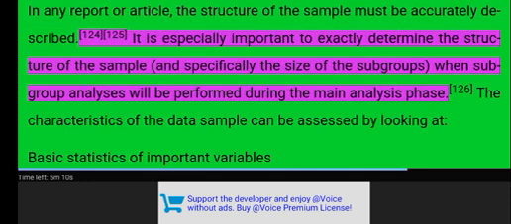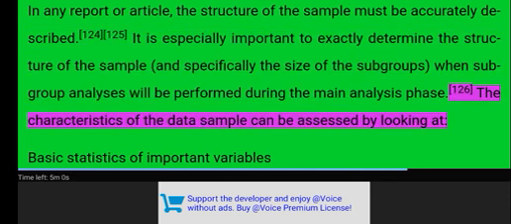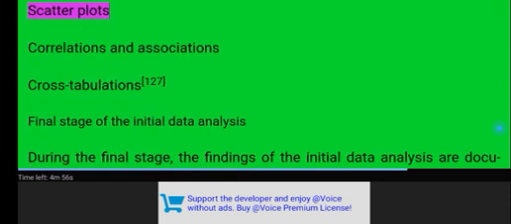124, 125. It is especially important to exactly determine the structure of the sample, and specifically the size of the subgroups when subgroup analyses will be performed during the main analysis phase. 126. The characteristics of the data sample can be assessed by looking at basic statistics of important variables, scatter plots, correlations and associations, cross-tabulations.